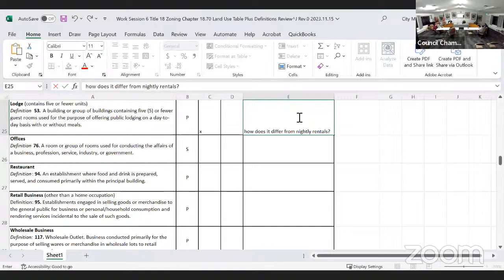Okay, moving down to offices then: a room or group of rooms used for conducting affairs of a business, profession, service, industry, or government. And right now it's secondary. I think I'm okay with that. So what that's saying is that's not necessarily a business, it's a support for other businesses, is what you're saying there. I believe that was the intent, and so maybe that needs to be looked at further, and that it does not need to be defined.